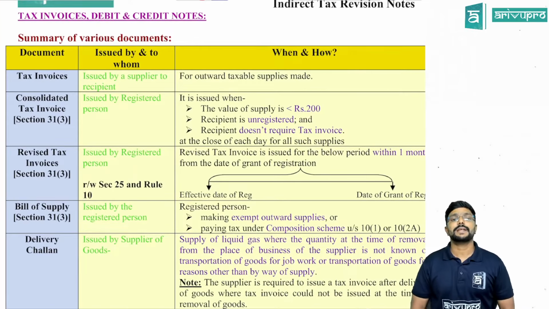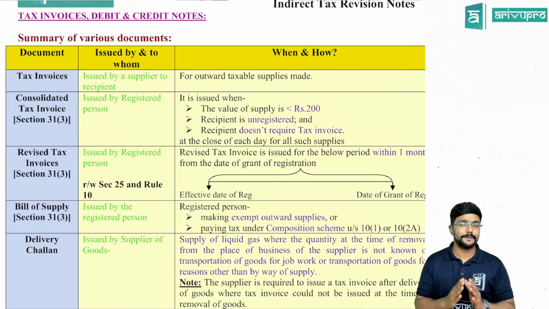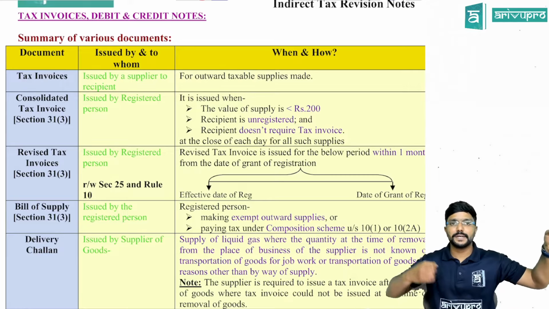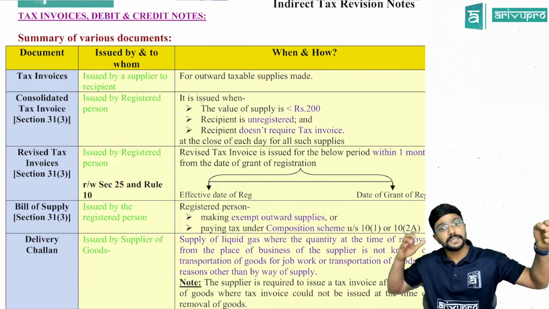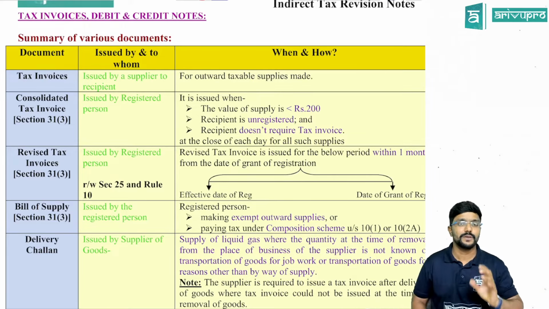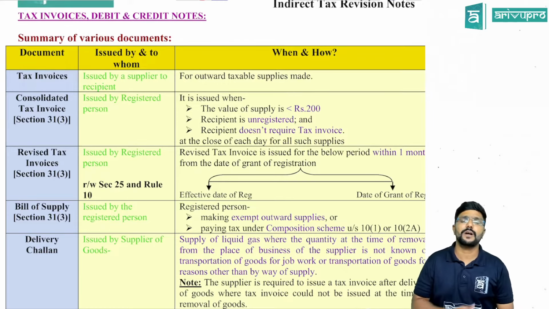We will see. Tax invoice is a document which is to be issued by the supplier to the recipient, but in a case where RCM is applicable, where the supplier is unregistered and the recipient is registered, in that case the recipient will issue a payment voucher as well as an invoice. Whereas in all other cases, the supplier will issue the invoice to the recipient for all the supplies he has made to the recipient.